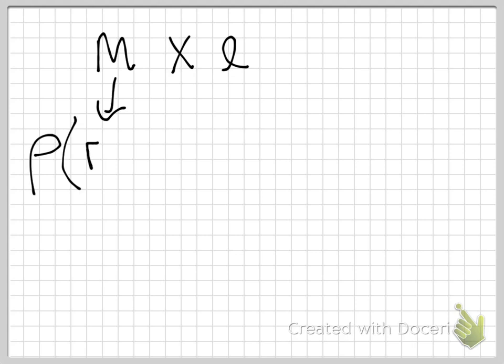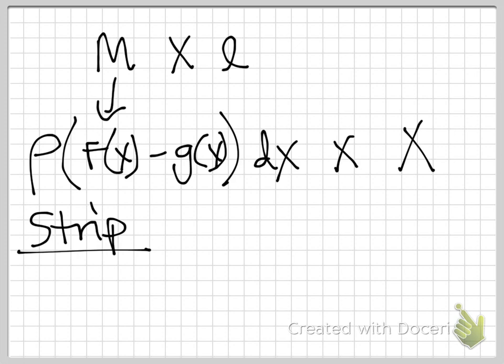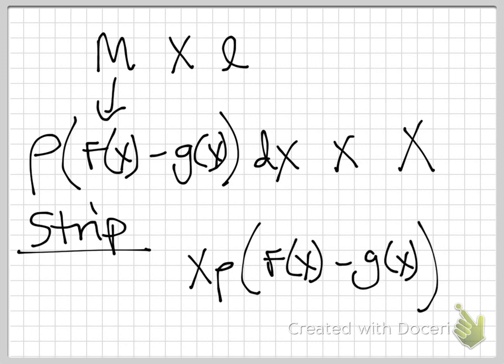So remember, a moment is simply the mass, in this case, times some length. Well, the mass we already have an expression for. It's the density times f of x minus g of x dx. And the length this time is just x. So for the strip, the moment is simply x times rho times the quantity f of x minus g of x, like so.